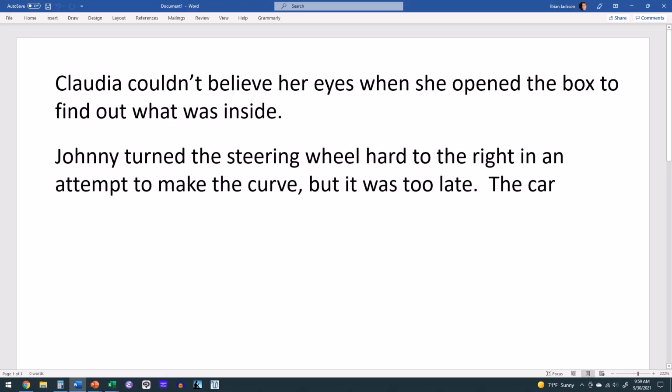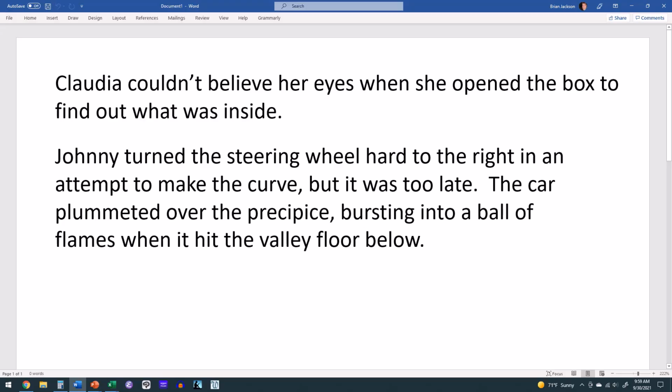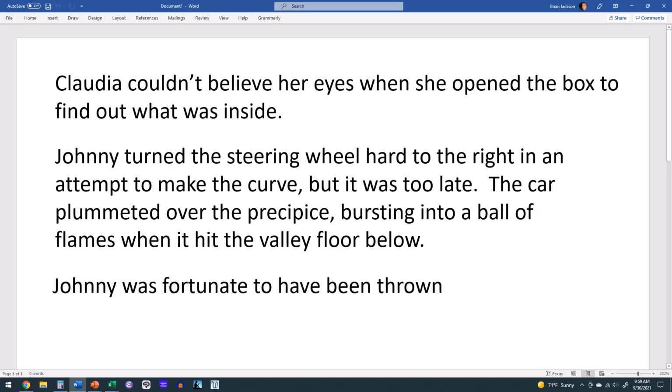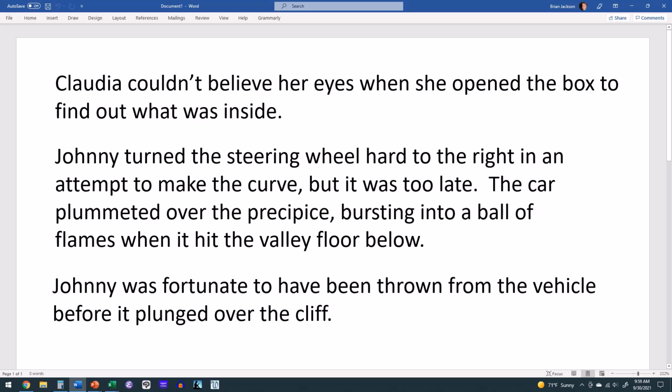"Johnny turned the steering wheel hard to the right in an attempt to make the curve, but it was too late. The car plummeted over the precipice, bursting into a ball of flames when it hit the valley floor far below." Oh no, did our hero just die? Well, this is that classic over the cliff scene, and what you want to do is soon afterward, "Johnny was fortunate to have been thrown from the vehicle before it plunged over the cliff. Now he's hanging from a tree growing out of the side of the cliff." So these are cliffhangers. Build tension and then don't resolve it.